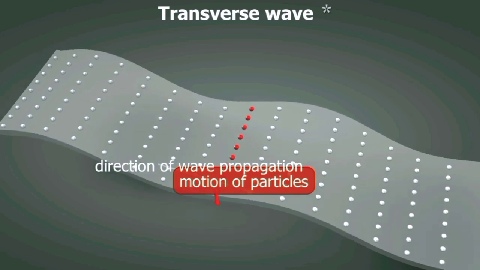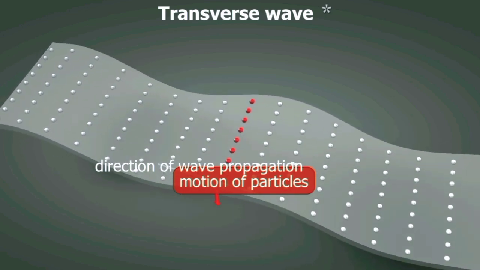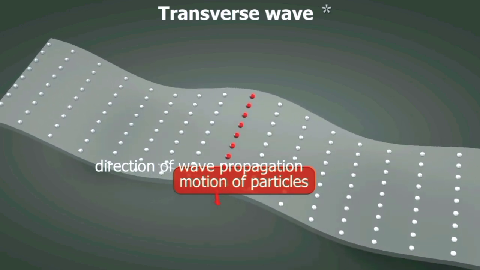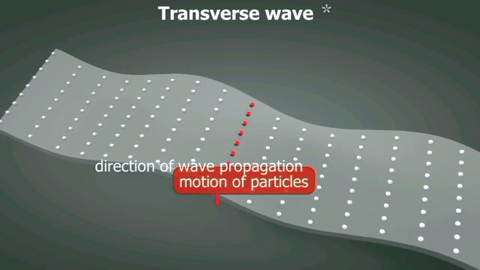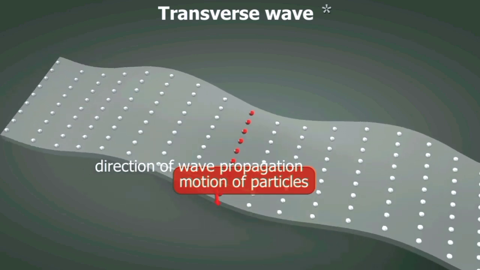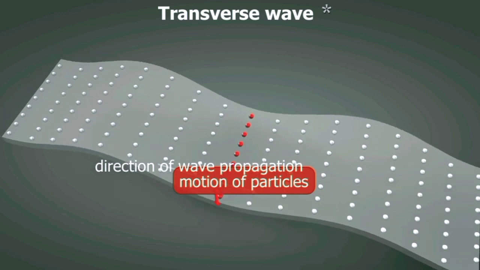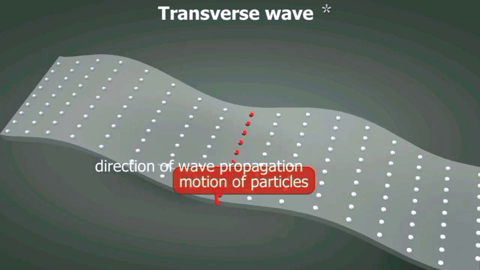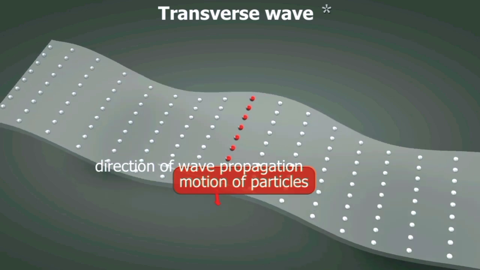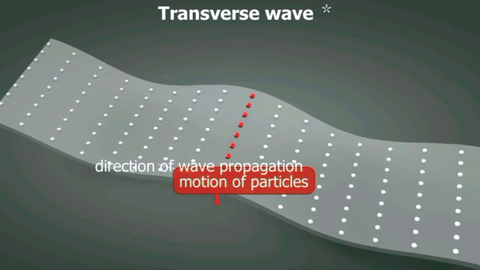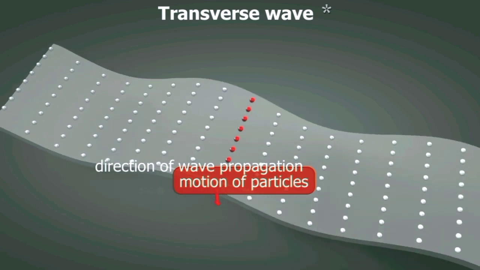Examples: light waves, an electromagnetic wave. Water waves, on the surface of water. Seismic S waves, secondary waves from earthquakes. Waves on a rope, when you shake one end of a rope up and down. Visual: if you shake a rope up and down, the wave moves horizontally, while the rope moves vertically.